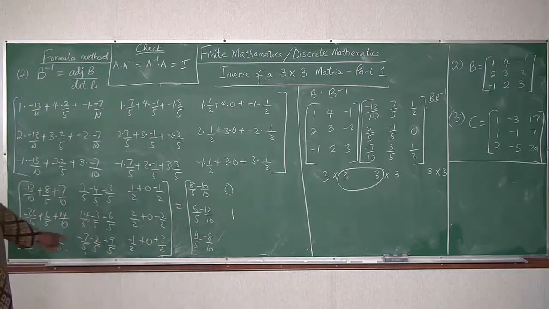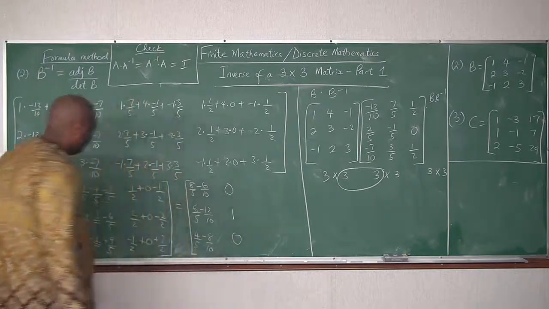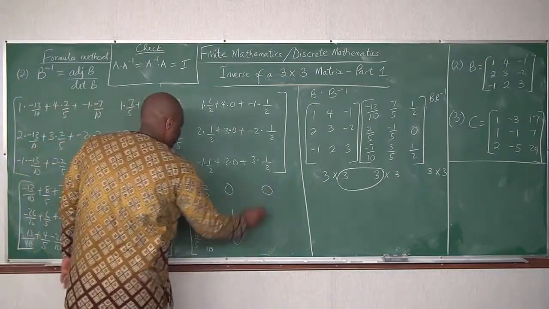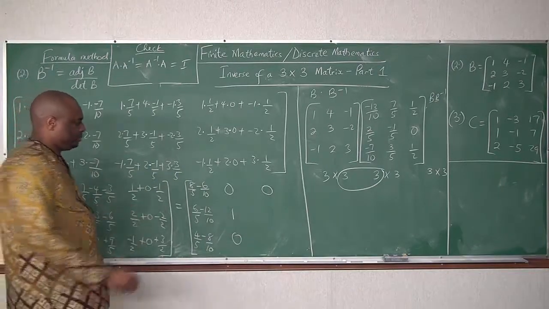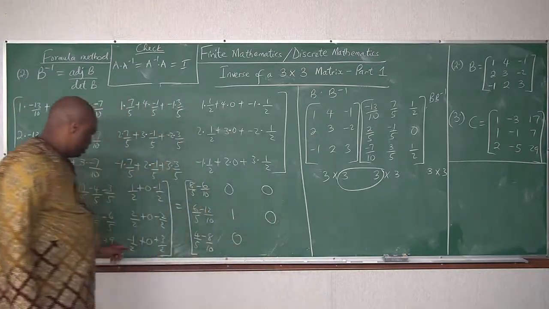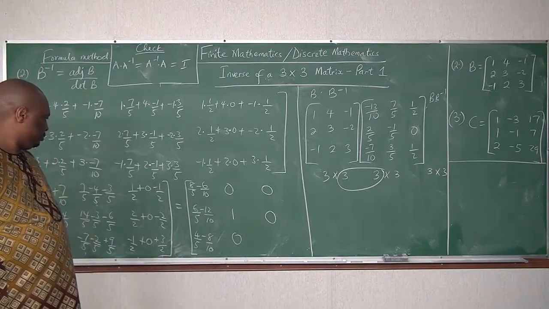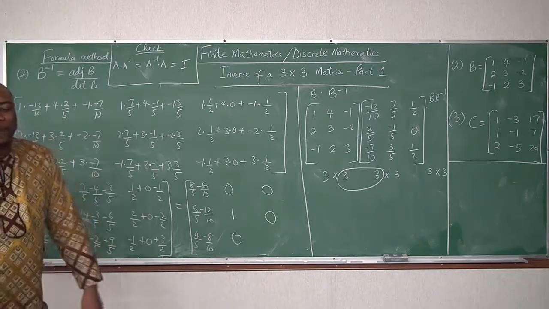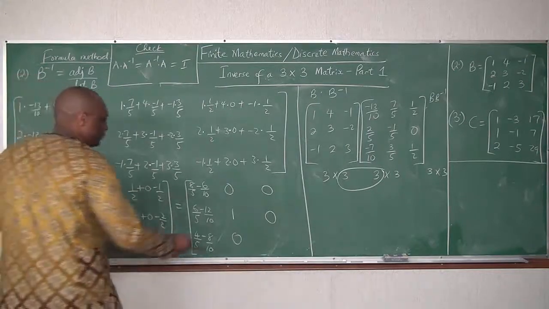Then here, -7 - 2 is -9. +9 is 0. 5 / 5 is 0. Here, half - half is 0. 1 - 1 + 0, 1 - 1 is 0. -1 + 3 is 4. 4 / 2. -1 + 3 is not 4. I'm sorry. -1 + 3 is 2. 2 / 2 is 1.